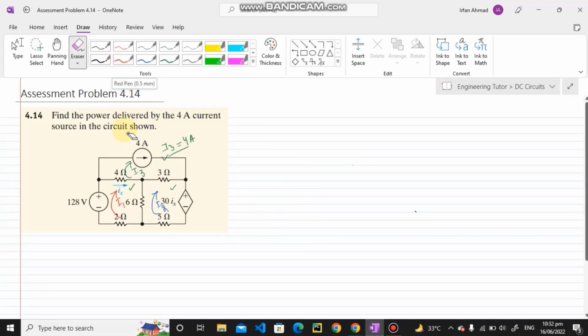For this circuit, the known quantities here are, I have found out that the value of I3 is 4 amperes. Similarly, what is the value of Ix here? The value of Ix is basically I1 minus I3, or putting the value of I3 here, I1 minus 4. And similarly, the value of 30 Ix, which is a current controlled dependent voltage source, will be 30 times (I1 minus 4). So these are my equations which are known here.